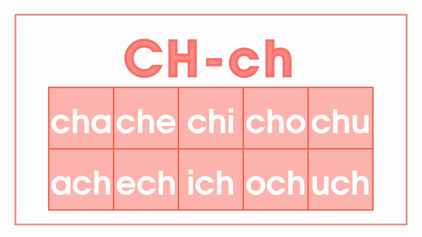So, with the sound ch, we read cha, che, chi, cho, chu. And the inverse syllables ach, ech, ich, och, uch. The same thing will happen with other sounds later on. I mentioned this so you can keep it in mind.